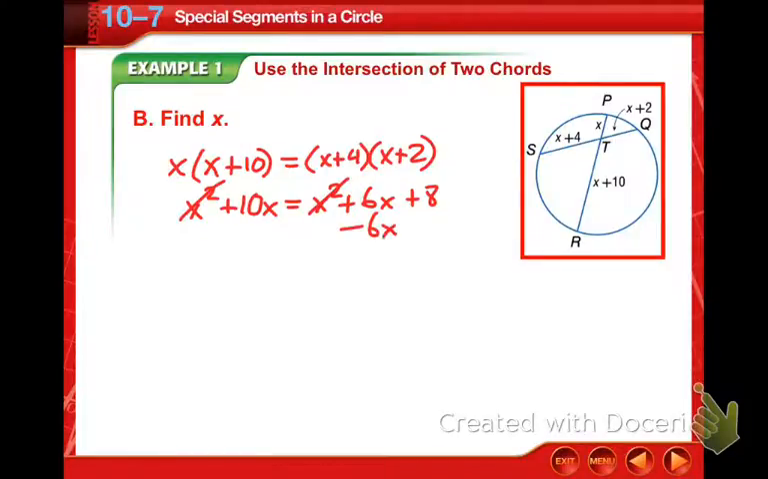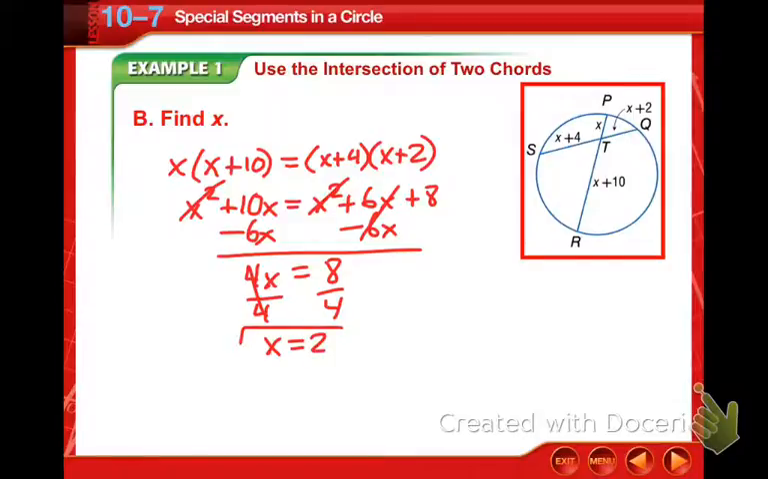So instead, we're just going to subtract the 6x. So that's 4x is equal to 8 now. We just divide by 4. And x is 2. So it looked like it was going to be complicated. The most complicated part is having to FOIL. Not too bad.